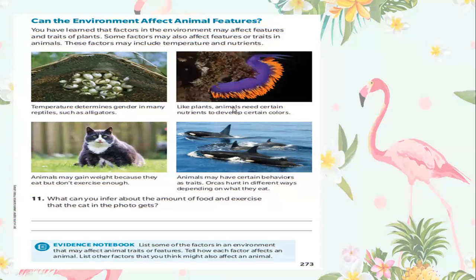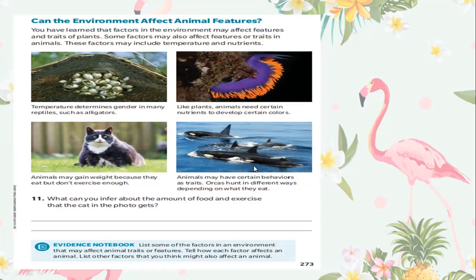Like plants, animals need certain nutrients to develop certain colors. This is a kind of marine or sea animal that develops certain colors if it eats certain nutrients. Even with the available food in the environment, an animal may gain weight because it eats a lot and does not exercise enough. Even animals behave differently.